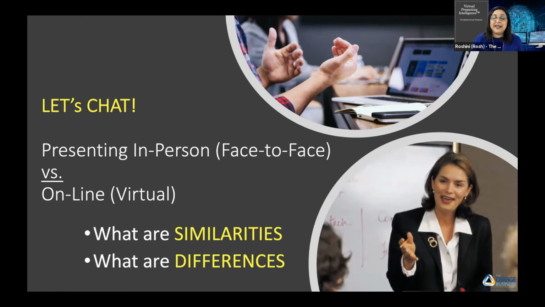Do they even, we are not able to see whether they like what we say, whether they agree with what we say, whether they look confused. So those are some of the differences. So, as a presenter online, we still need to do a lot of things that we used to do even when we were doing face to face presentations. But now the challenge is that you have to do other things as well.